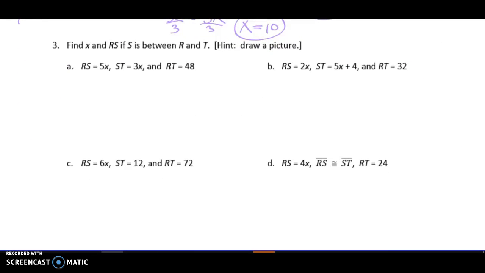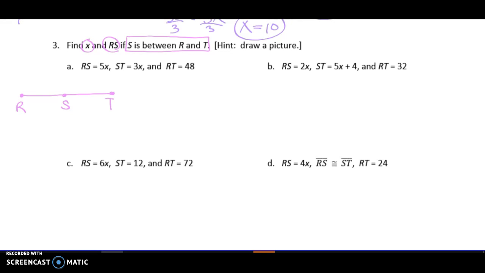Find x and RS if S is between R and T. So here is what your picture is. We have some line segment. And I know S has got to be between the R and the T. And remember, I need to find x and RS, so there's two things to solve for.